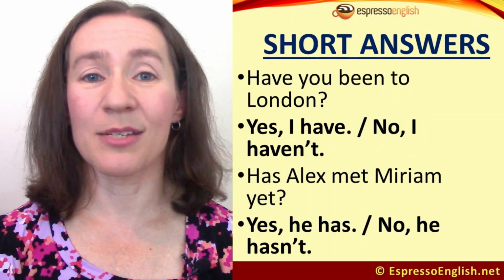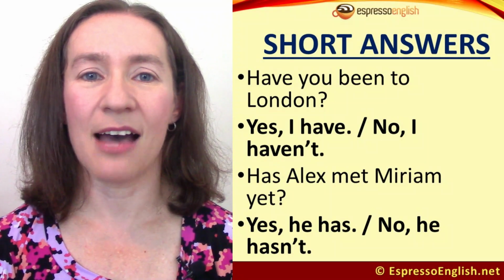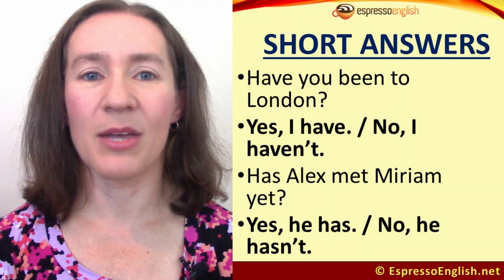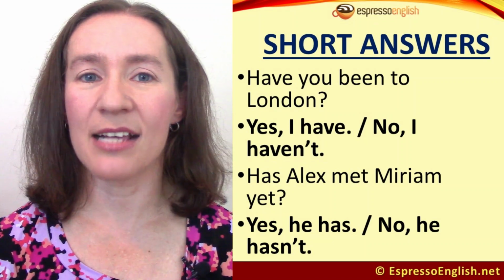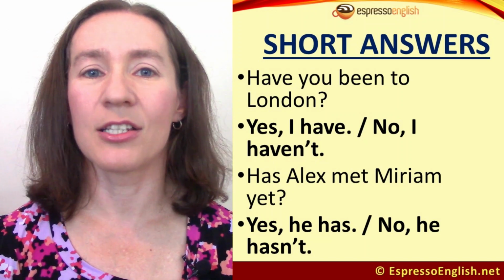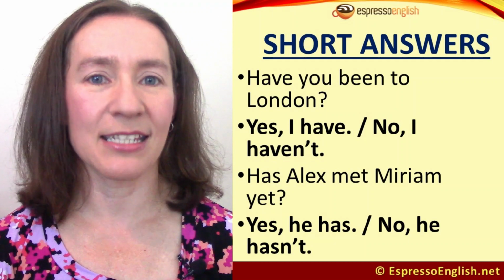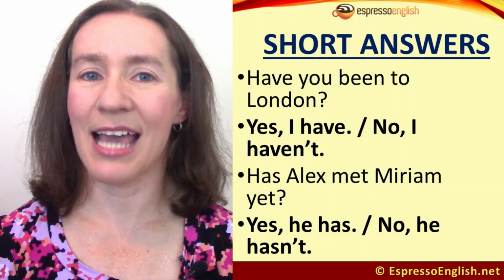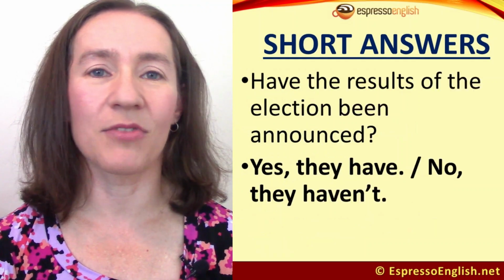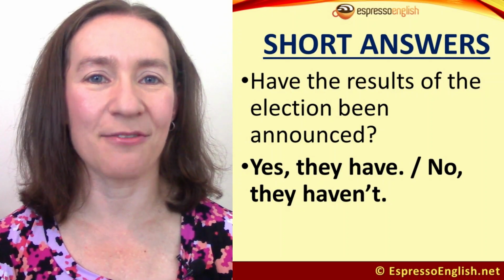To answer present perfect questions, we can make a short answer using that helping verb have or has, or the negative form haven't or hasn't. So if someone asks you, have you been to London? You could respond, yes, I have, or no, I haven't. Has Alex met Miriam yet? Yes, he has, or no, he hasn't. Have the results of the election been announced? Yes, they have, or no, they haven't.